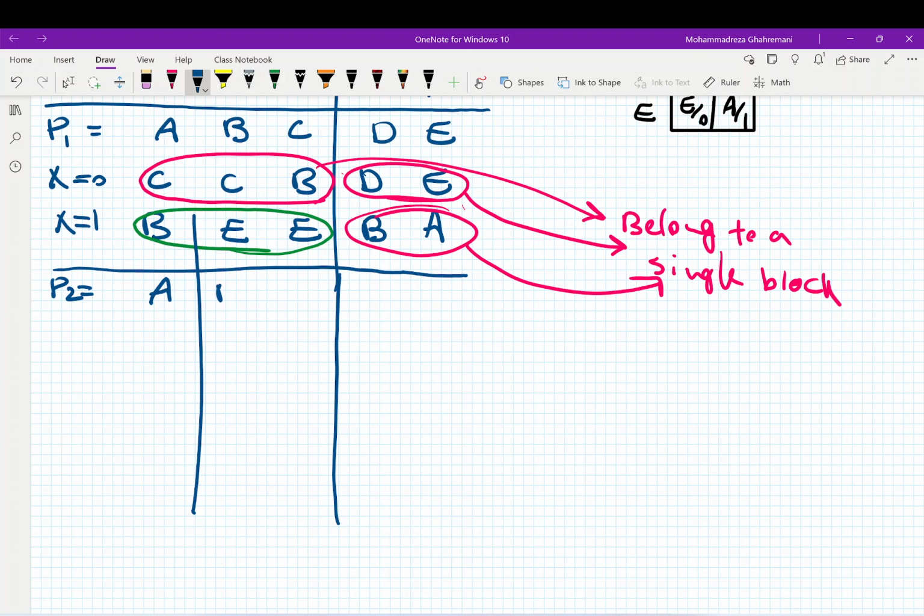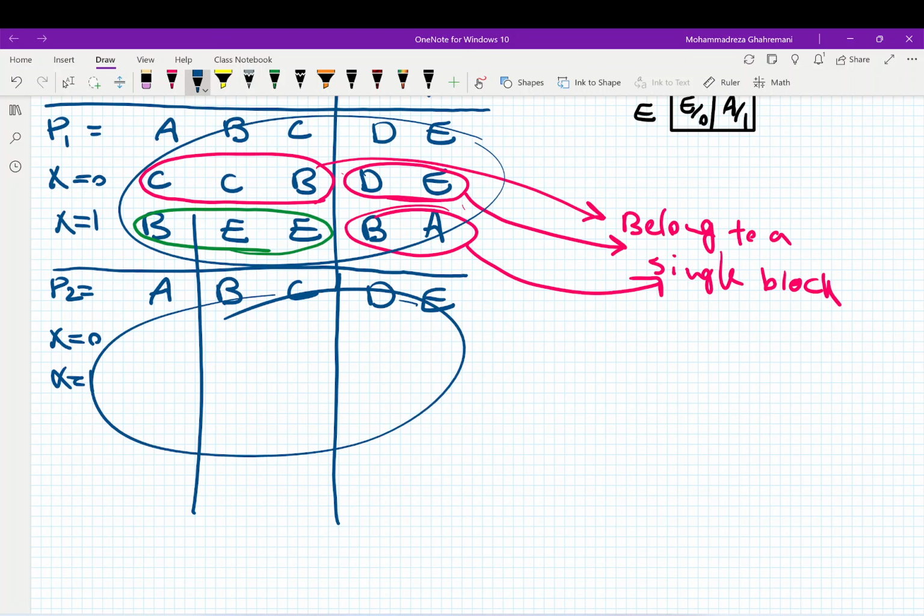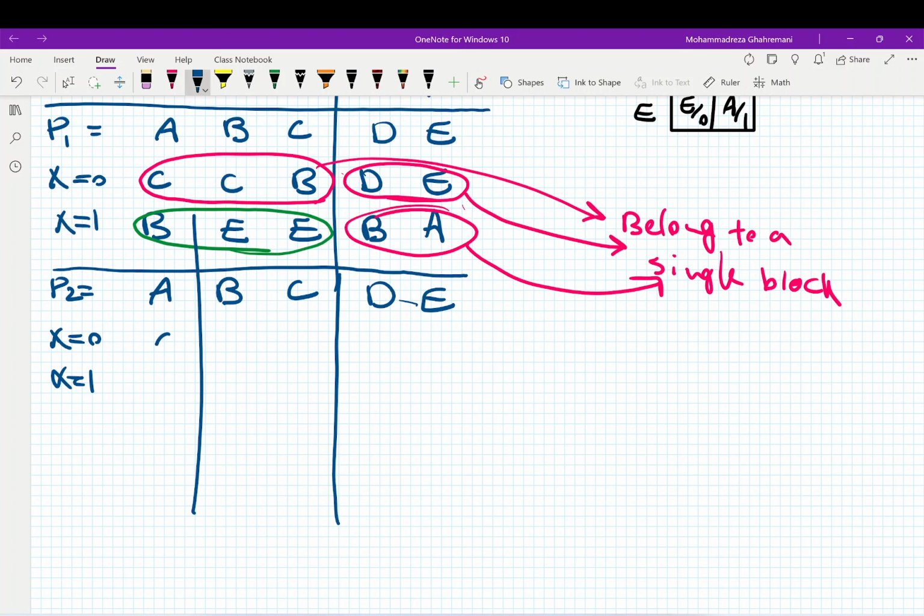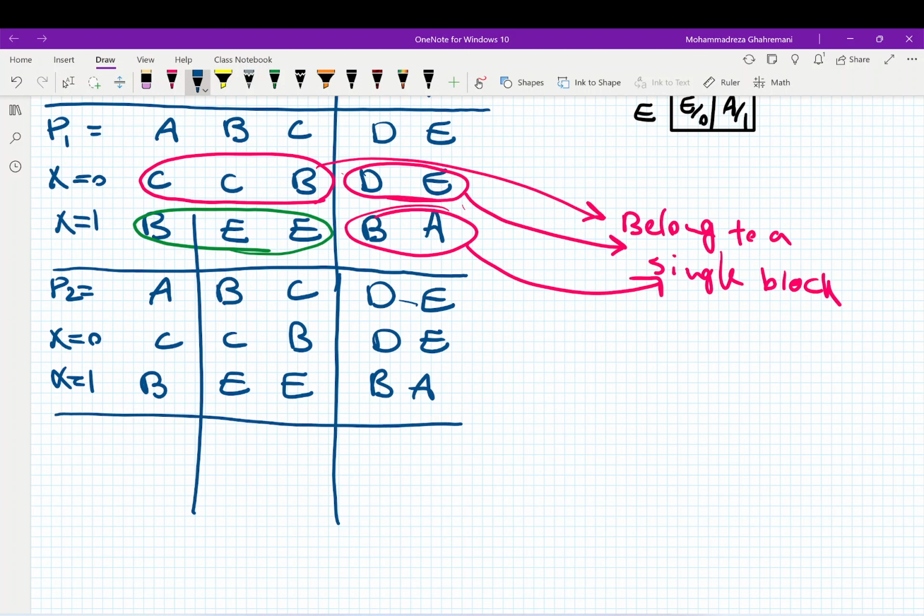So for P2 we say A, B, C, D, E. Again the same story, x is equal to 0, 1. We just copy whatever we have here to the next P. So we have C, C, B, B, E, E, D, E, B, A. And again we do our comparison. Of course, C belongs to a single block because it's one state. One state belongs to one block. The same thing for B. What about C and B? C and B again belong to a single block, which is here.